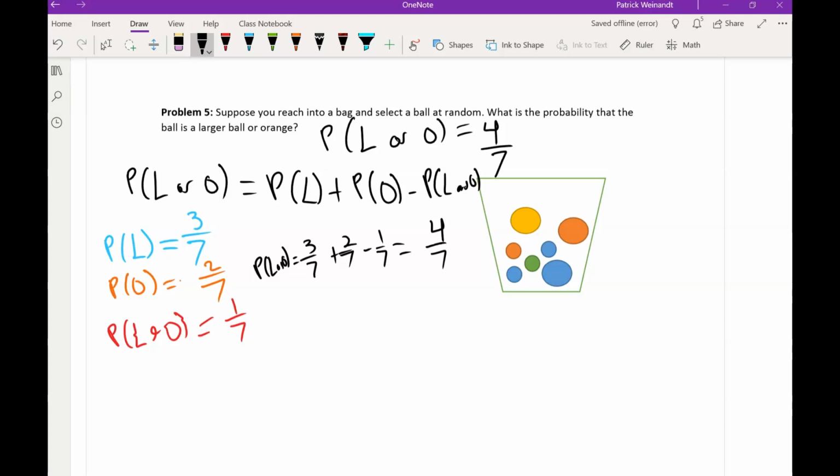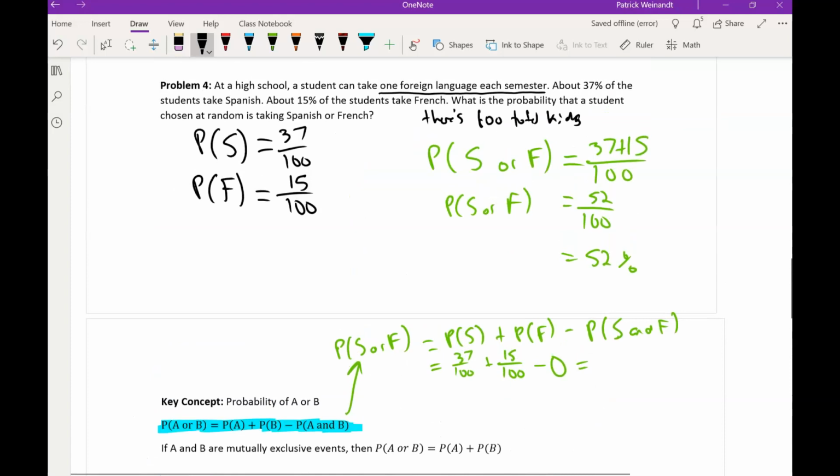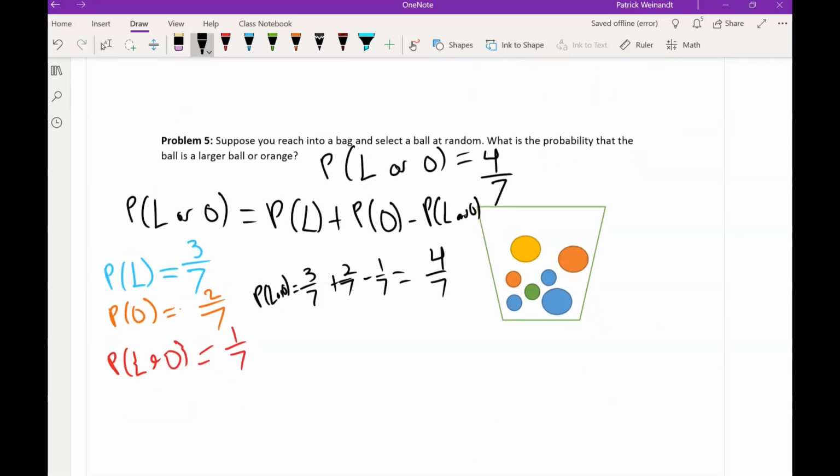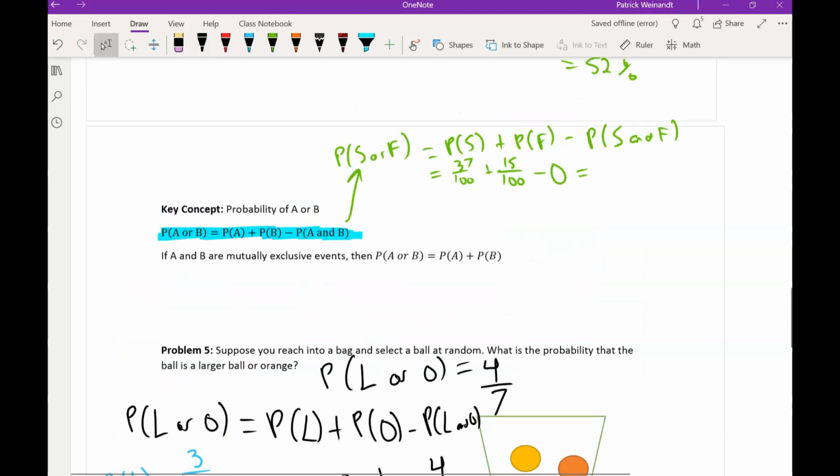You might be thinking, Mr. Wynant, we just found it in the beginning. Why do we have to do this? The answer is you're not always going to have an easily represented problem that you can just look at and count. You're going to want to know how this works with mutually exclusive and non-mutually exclusive events. My suggestion is to always use this formula we highlighted in blue because, in this case, drawing a large or orange ball was not mutually exclusive, so either way we have to use this.